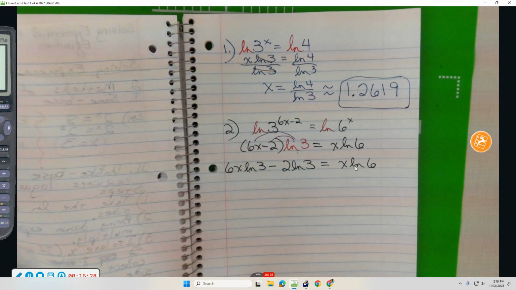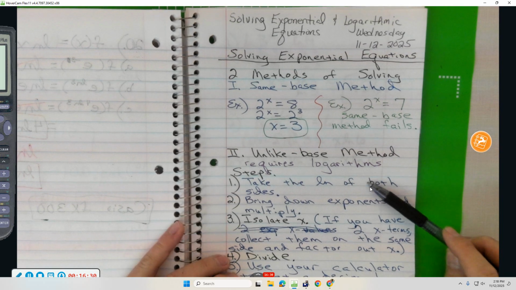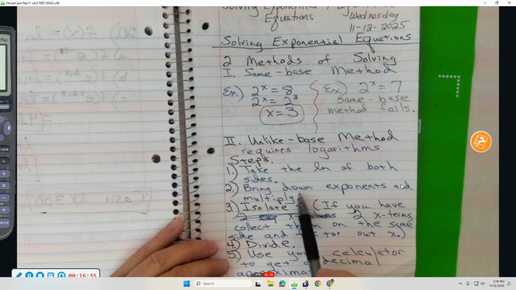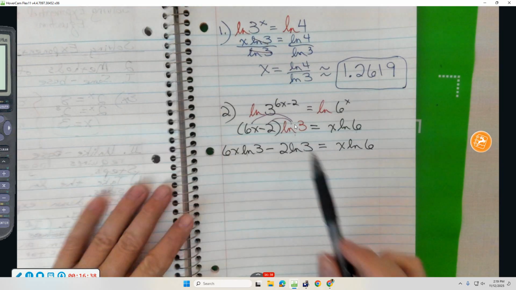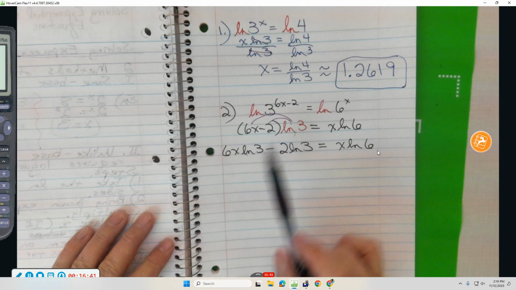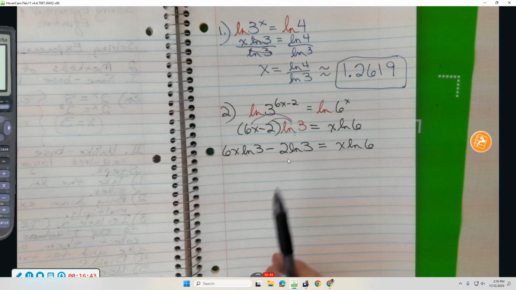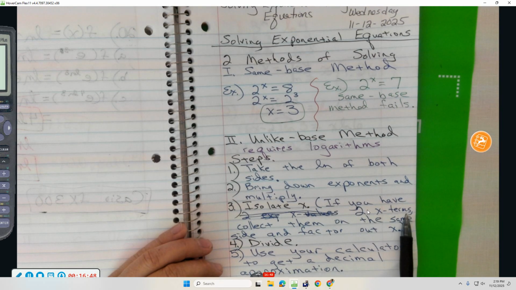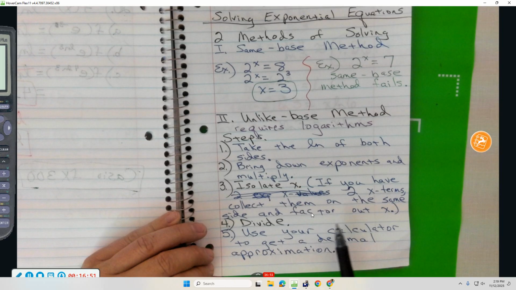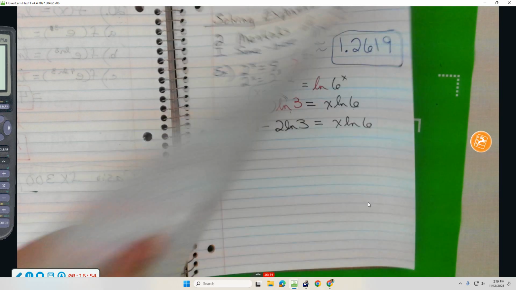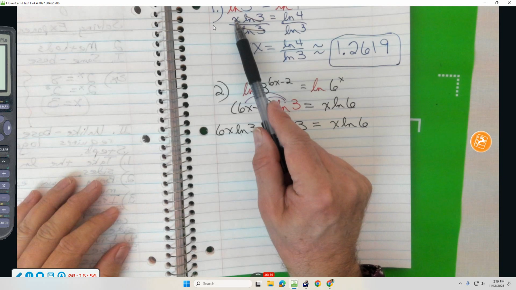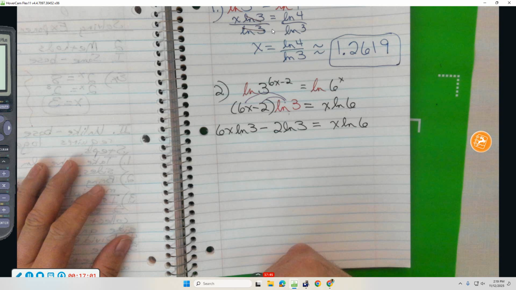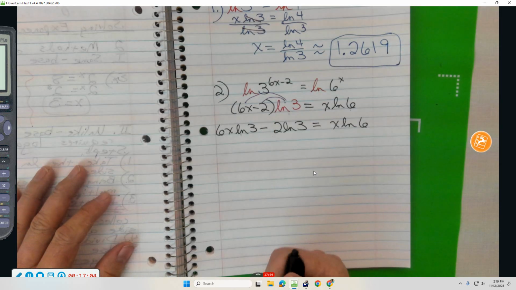Show me steps. Okay, we're still working. We took the natural log of both sides. We brought down the exponents and were able to multiply. Now we need to isolate x. If you have two x terms, collect them on the same side and factor out the x. Our goal is to have x times something, and our last step will always be dividing by whatever x is being multiplied by.